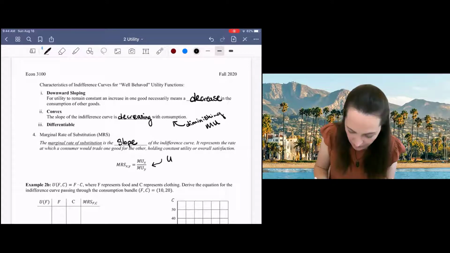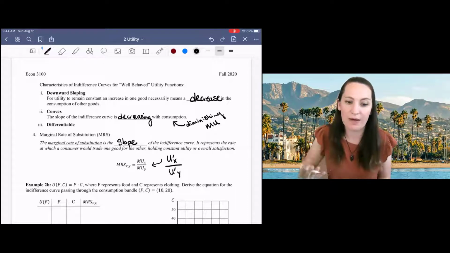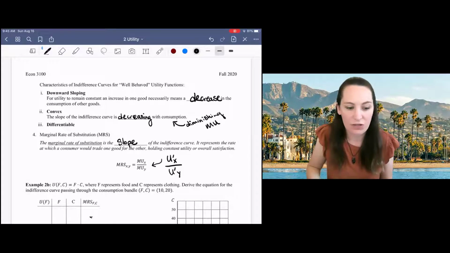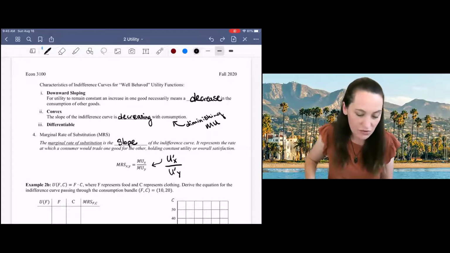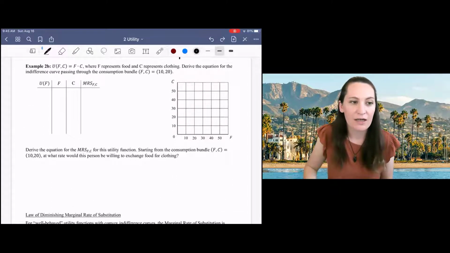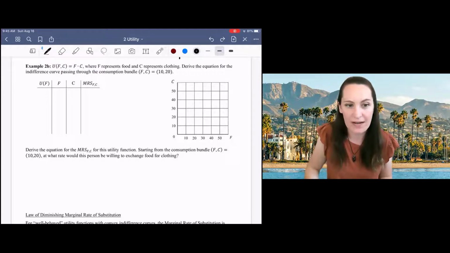And to do that, remember, marginal utility is the derivative of the utility function with respect to, say, x divided by the derivative of the utility function with respect to y. That's how you're going to calculate your marginal utilities, and then we'll put them together to get our marginal rate of substitution. Let's do an example here. We're going to use the same simple utility function, food times clothing, but we're going to use a different indifference curve. So now I want to derive the equation for the indifference curve passing through the point 10, 20.